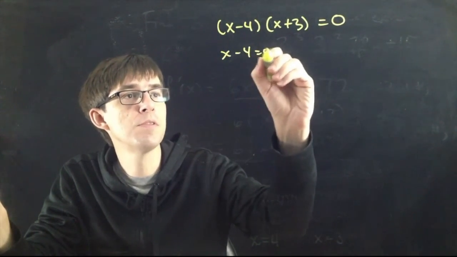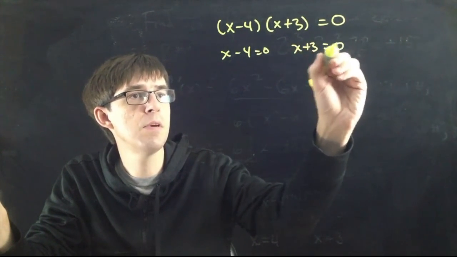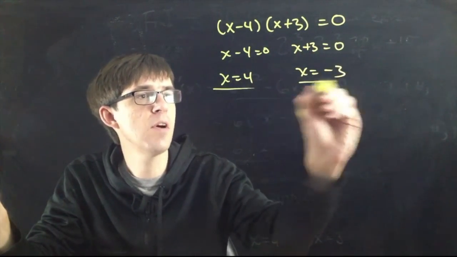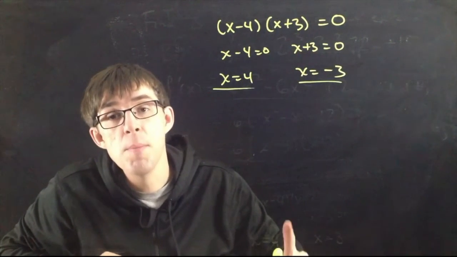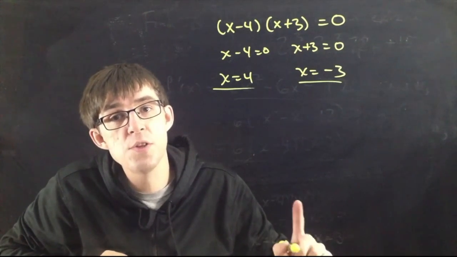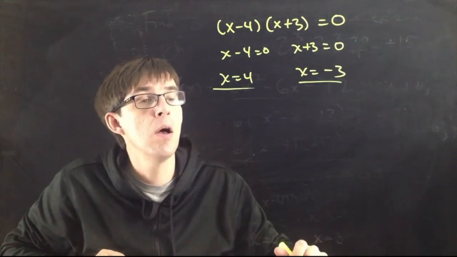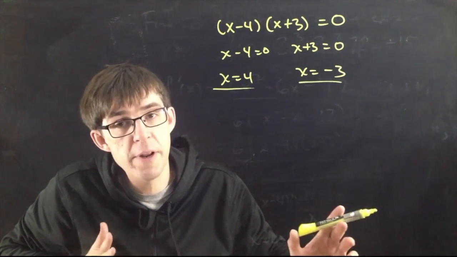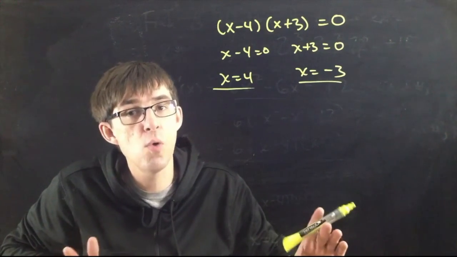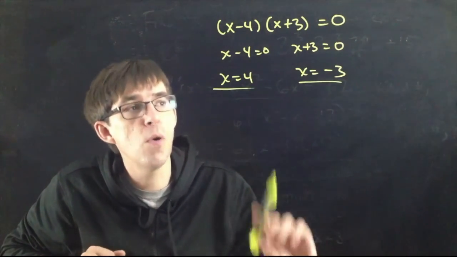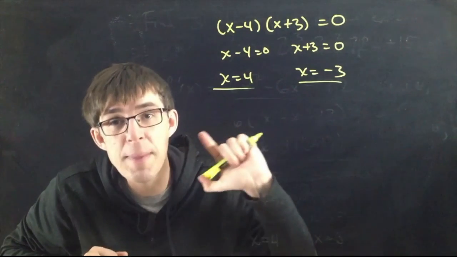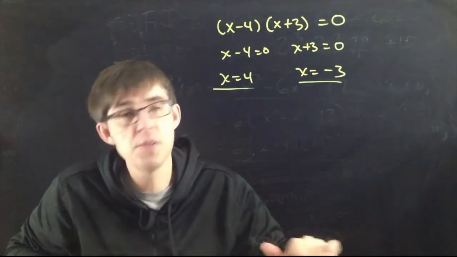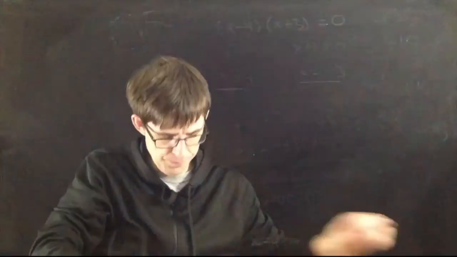X minus 4 equals 0. X plus 3 equals 0. I get x equals 4, x equals minus 3. These are my critical numbers. Remember, we also must check when the derivative does not exist. But in this example, the derivative is just a polynomial, right? There's no denominator or anything, so the derivative does always exist in this case. These are the only critical numbers. All right, now we're going to make a chart with the critical numbers labeled, and then plug a bunch of stuff into the derivative. Let's do it.